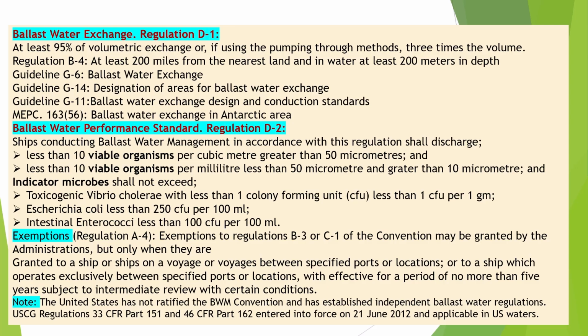Exemptions. Regulation A4. Exemptions to Regulations B-3 or C-1 of the convention may be granted by the administration, but only when they are granted to a ship or ships on a voyage or voyages between specified ports or locations, or to a ship which operates exclusively between specified ports or locations, effective for a period of no more than 5 years subject to intermediate review, with certain conditions.